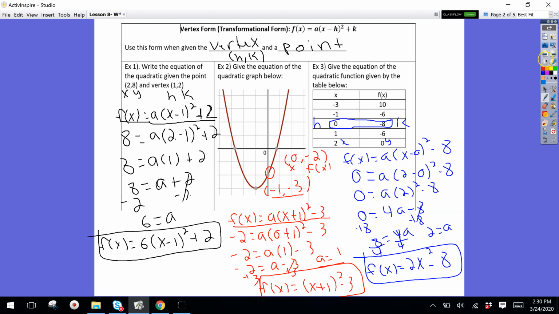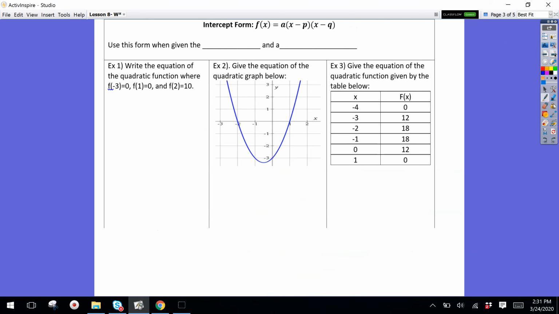Okay, so now the next form that we have here is called intercept form, and in intercept form what we have are the zeros. So we're given the zeros, and again we're given a point, because in this case again we need to go ahead and solve this out for a. Okay, so here it's telling me that f of negative 3 equals 0, f of 1 equals 0, and f of 2 equals 10. So these are my zeros because these are the numbers that I plug in to get a 0.